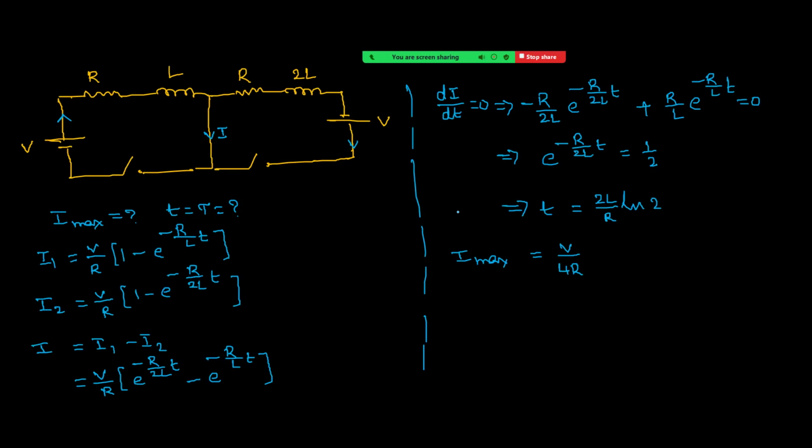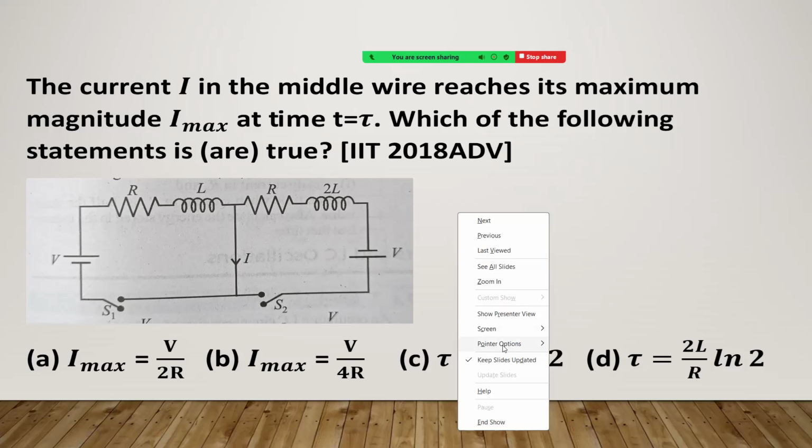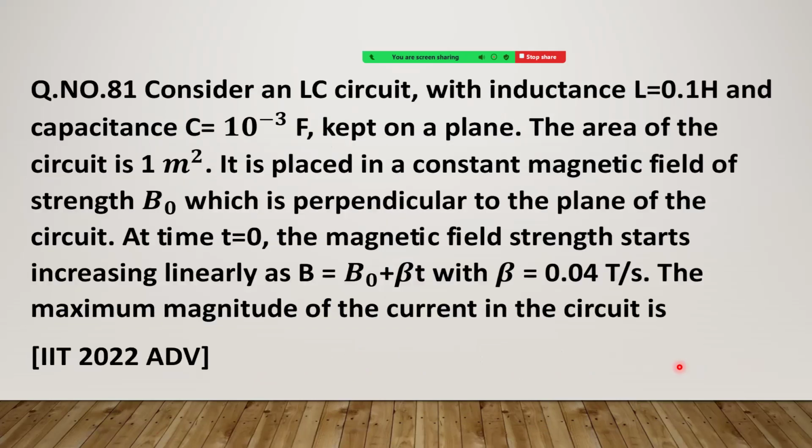Now see the next problem. So coming to your correct options, it is B, V by 4R, and D, 2L by R ln 2, right? Okay, see the next question.